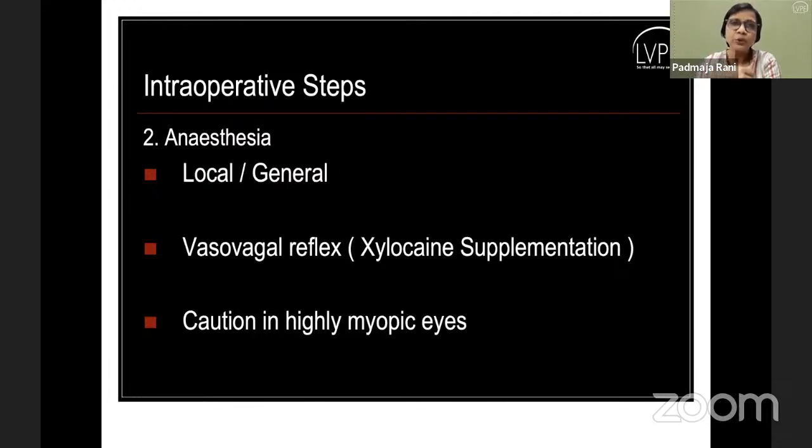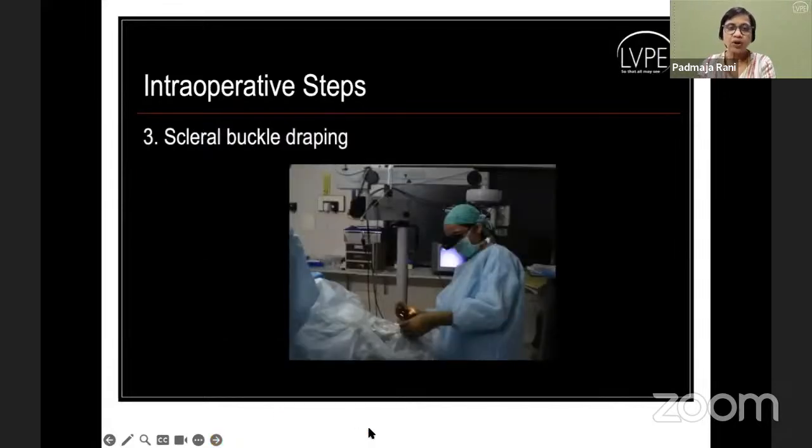Because sometimes when you do the tagging of the muscles, or when you pull the muscles, there can be a bradycardia, which is due to the vasovagal reflex. And if you keep your ear on the monitor, you can hear if there is a sound dip, you know that there could be a vasovagal reflex and bradycardia, and you can actually supplement with xylocaine. And definitely you should have caution in highly myopic eyes where you do the local anesthesia.